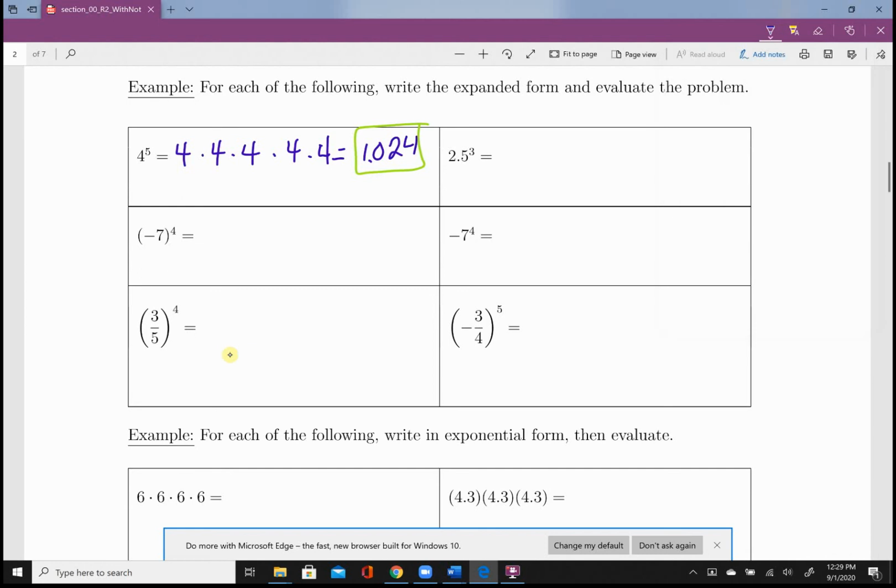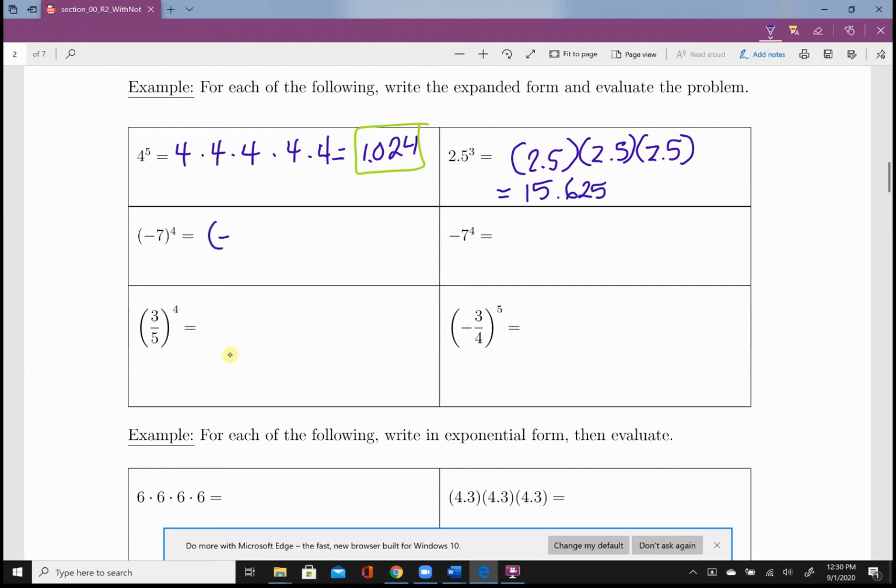Okay. Moving on to 2.5 to the 3rd power. That's 2.5 times 2.5 times 2.5. I'm sure by now you've understood the drill, but I want to go through this with you also, just to make sure that we're all on the same page. And getting that into my calculator, I get 15.625.